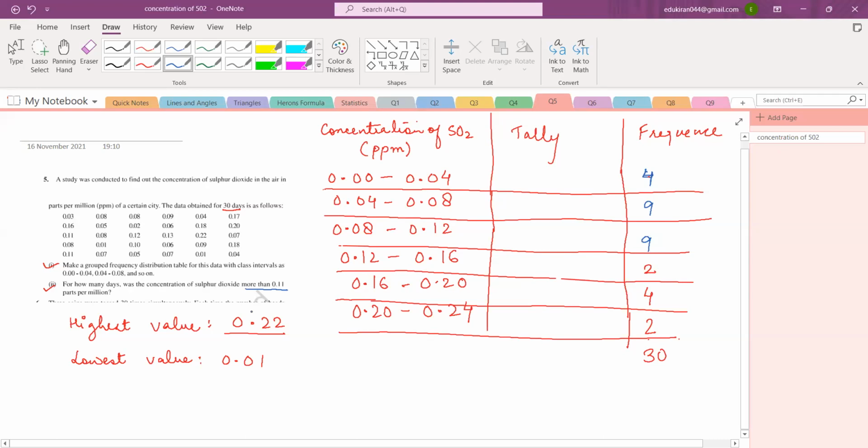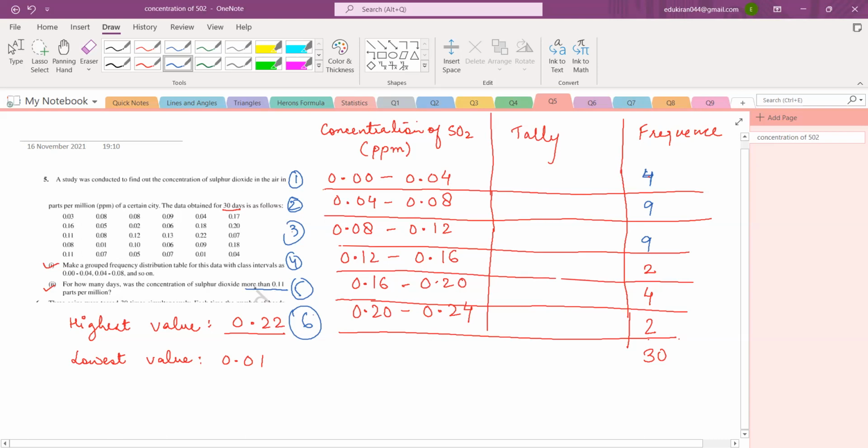Let me just explain how you have to do this. It's asking more than 0.11. So look here, 0.11 will fall in which interval? If I give some numbers, 1, 2, 3, 4, 5, and 6, these are my rows. So Miraj, tell me, 0.11 will come in which row? The third one.